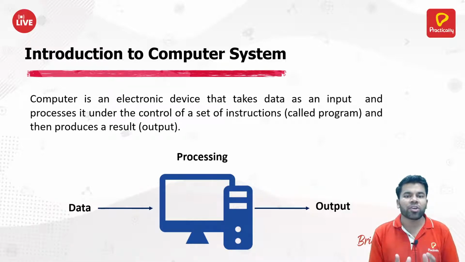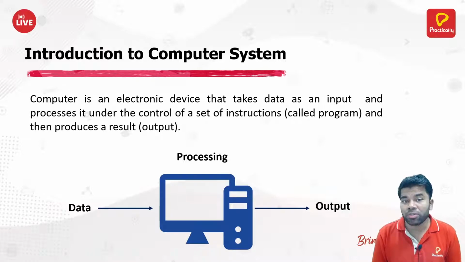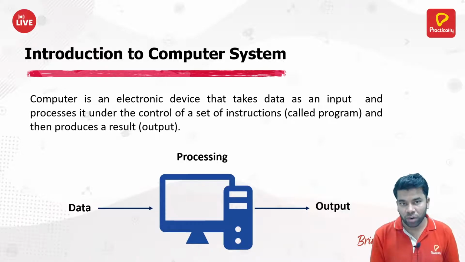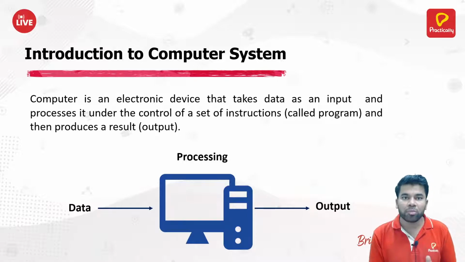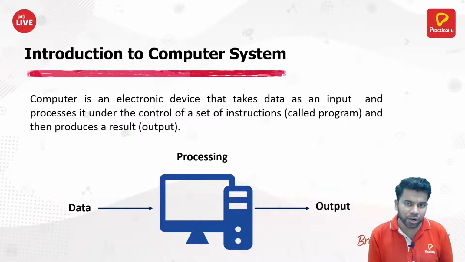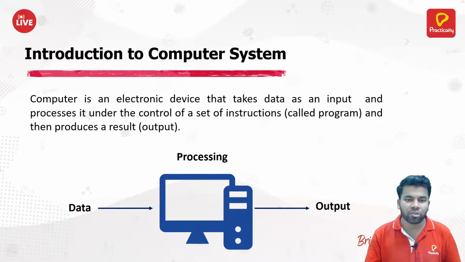So this is the definition of the computer. What is a computer? A computer is an electronic device which will accept the input data and process that data, and that input data is going to be converted into meaningful information in the form of the output result. This is the work of the computer. Simple: accepting the data, processing that data, and producing the result. This is the definition of the computer system.